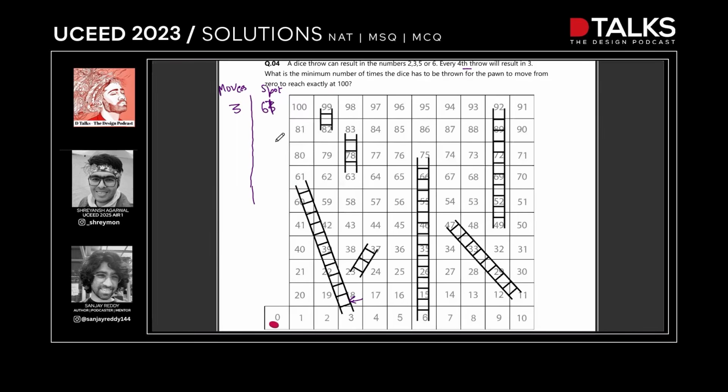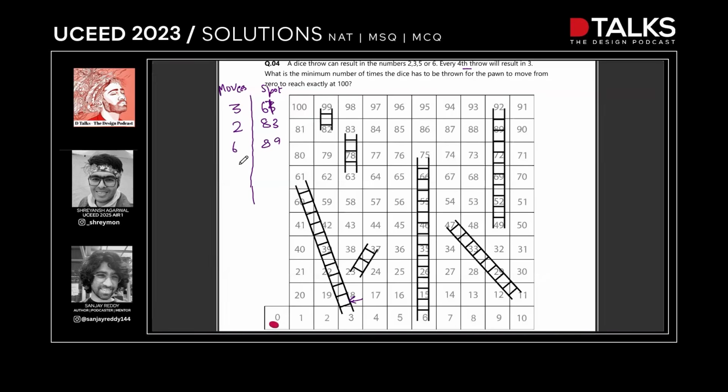Let's say you move 2, because I do not see any other ladder that can skip like this. This is way too far. This will take way too long to reach. So let's do 2, and now I am at 83. Now, since there are no more ladders, it's 1, 2, 3, 4, 5, 6. You do a 6 and you get at 89.